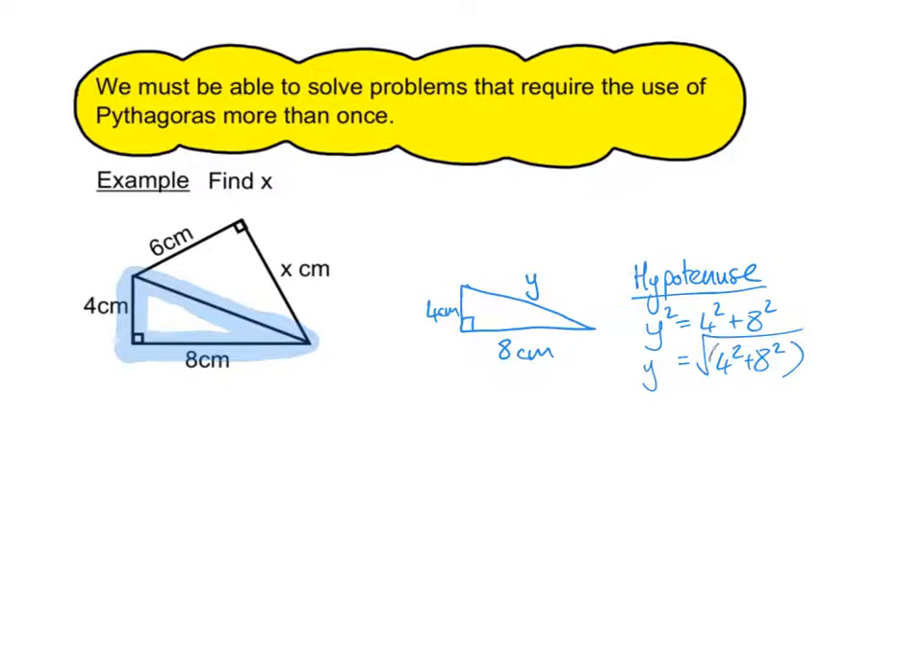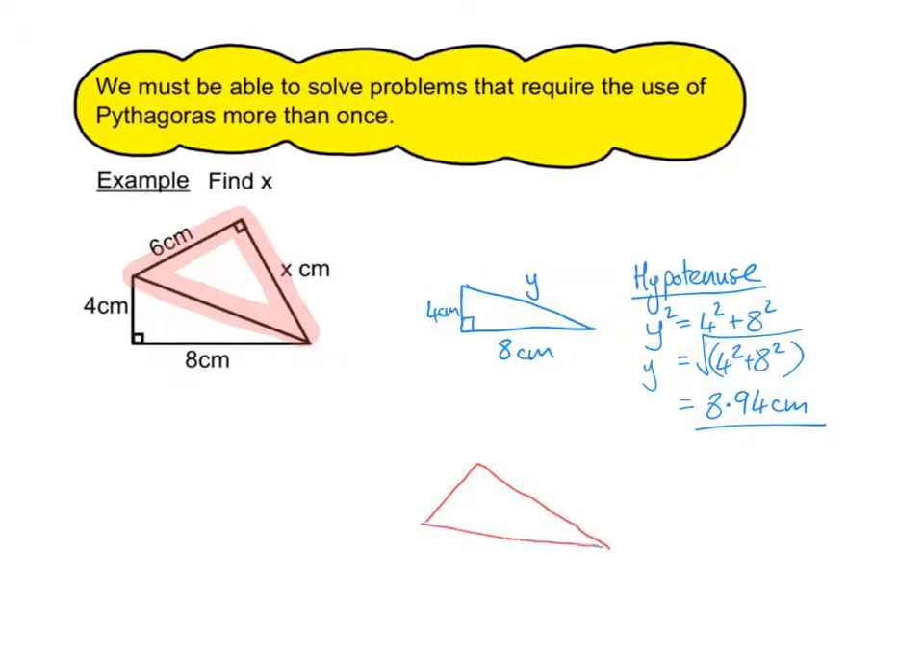Remember, typing this into your calculator, ideally put brackets around the 4 squared plus 8 squared, and that comes to 8.94 centimetres. And this 8.94 is now the length of this hypotenuse, which will help us with the next part of the question. So what I'm now going to do is draw out this triangle here. It doesn't need to be perfect. So let's see, x, 6 centimetres, and what we found out from here, this 8.94 can go there.